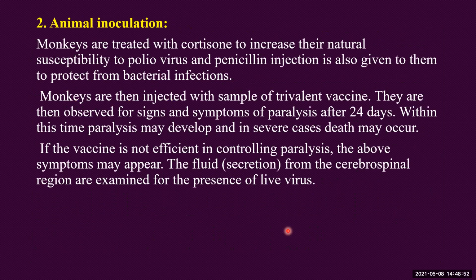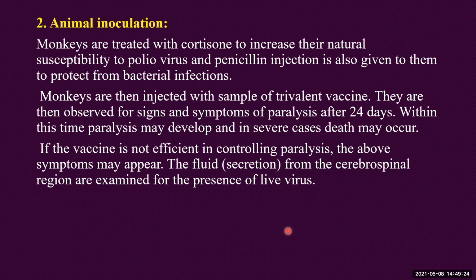Animal inoculation. Monkeys are first treated with cortisone to increase their natural susceptibility to poliovirus, and penicillin injection is given to tackle the bacterial infection. Then the monkeys are injected with the trivalent polio vaccine, and they are observed for signs and symptoms of paralysis for a period of, say, 2 days or maybe a week also. Within this time, paralysis may develop, and in severe cases, death may occur. If the vaccine is not efficient in controlling paralysis, above symptoms may appear.